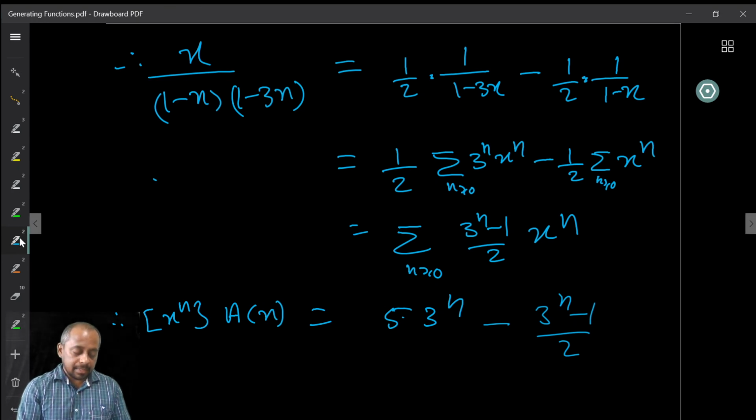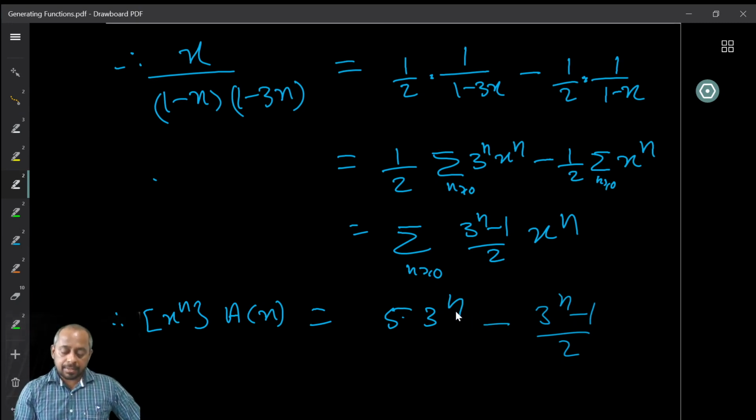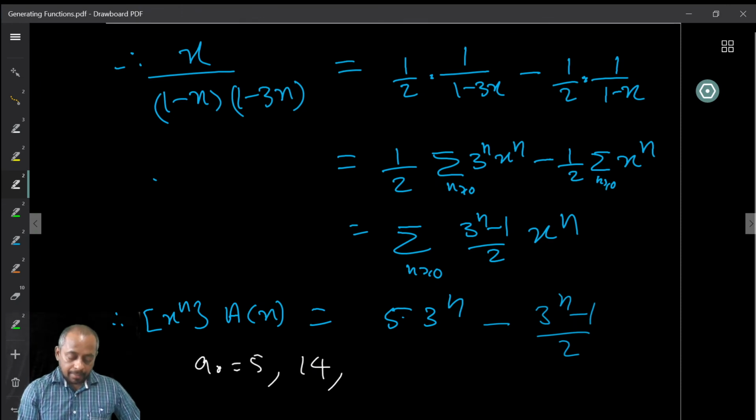So let's see whether it is actually true by substituting for n equal to 0, 1, 2, etc. Right? So n is equal to 0, what do we have? When n is equal to 0, we have 5 and 1 minus 1, 0 by 2, which is 5. So a0 is equal to 5. Okay. And when n is equal to 1, we have 5 into 3, 15, minus 3 raised to 1, 3 minus 1, 2 by 2, which is 1. So which is 14. Right? So a1 is equal to 14.